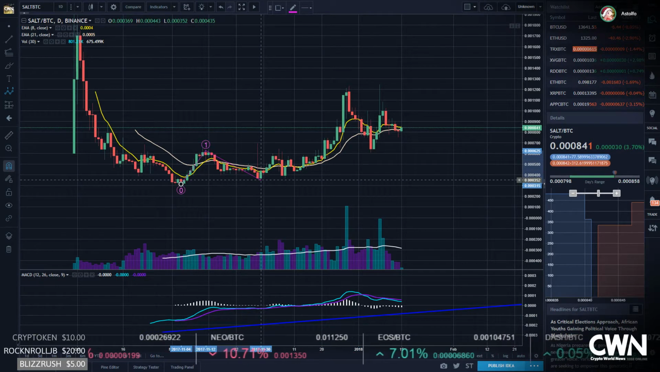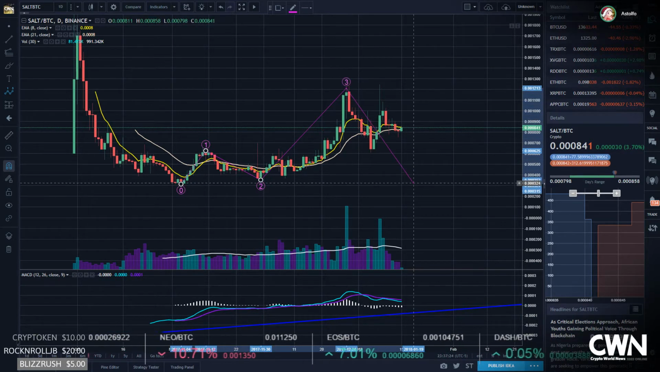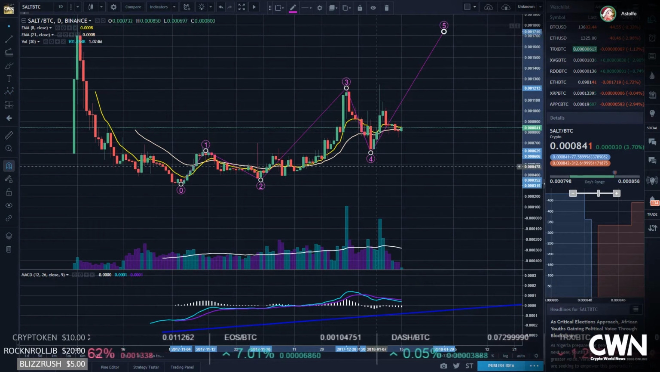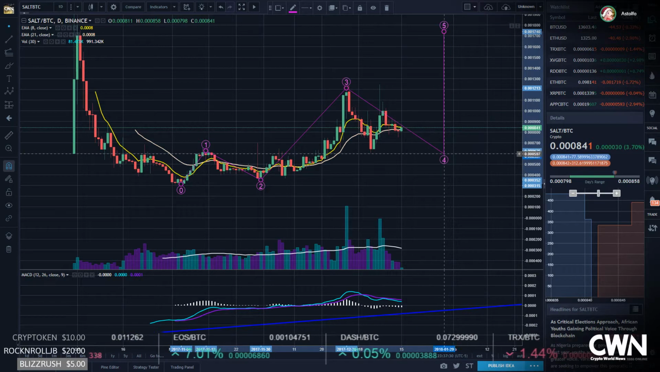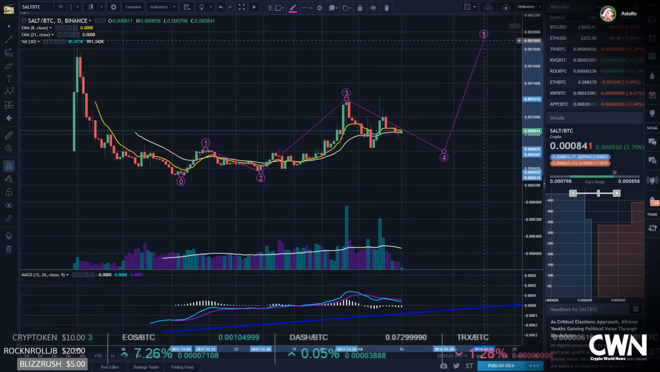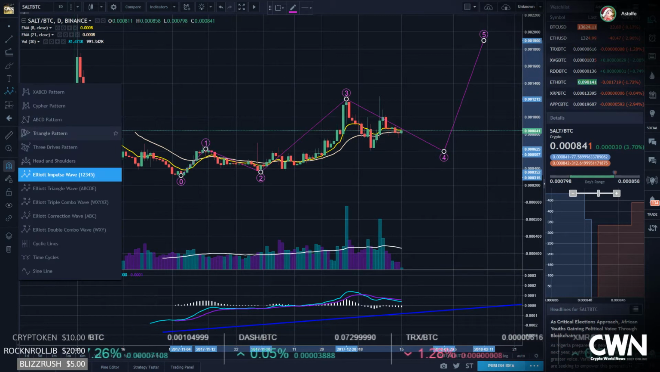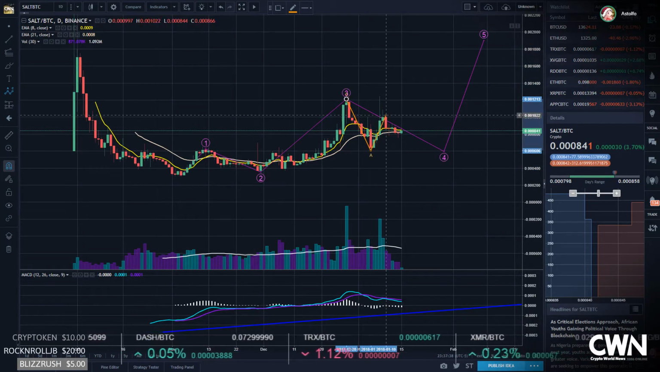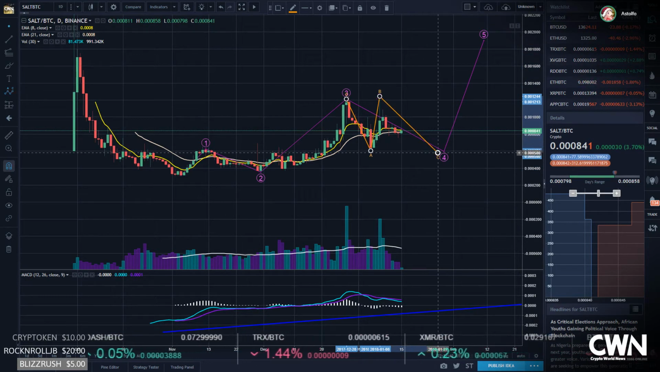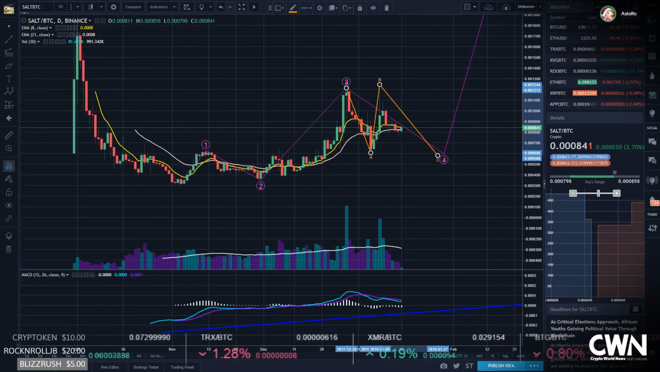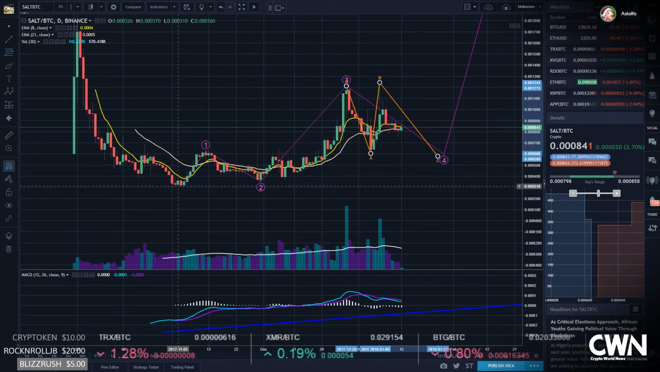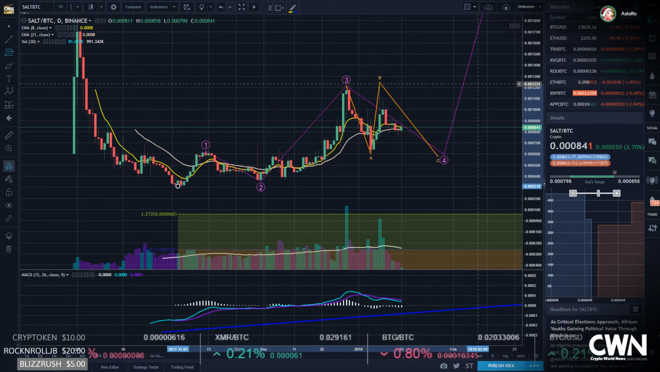This looks like a 1, 2 to me, 3, 4. Might not be done with 4. That kind of looks like a B wave right there. So let's go ahead and chart that out. We'll pull a larger fib here.